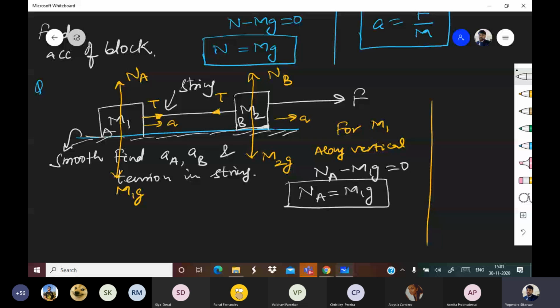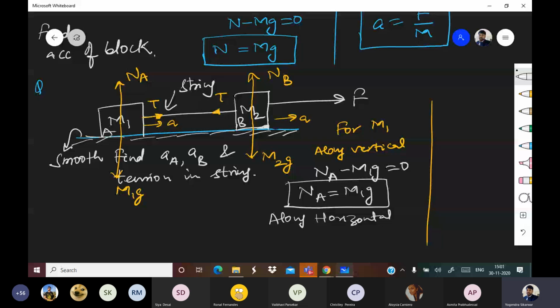All right. Now along horizontal for M1, what you can see is T is equal to M1 into A. Let me call it equation 1. So T is equal to M1A along horizontal.